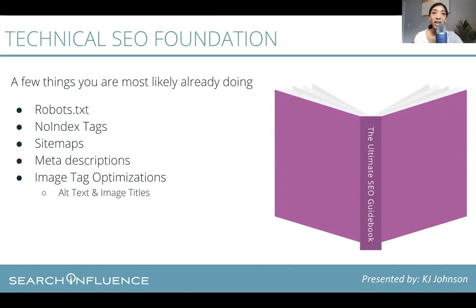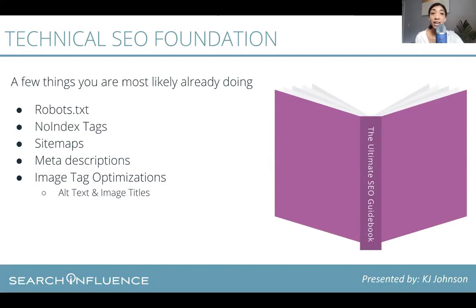These foundational technical SEO tactics are most likely things you're already doing, but we'll run through them briefly for anyone who's watching who's brand new to SEO. Starting with having a robots.txt file, which essentially gives instructions to search engines on which pages on your site they should and should not crawl. No index tags, which is a tag that indicates which pages you do not want included in search results. No index tags are commonly used for things like thank you pages, privacy policy pages, or even admin login pages.